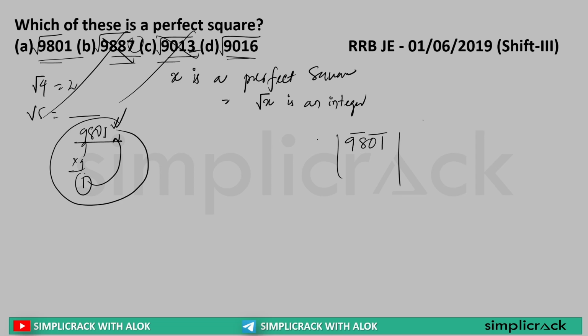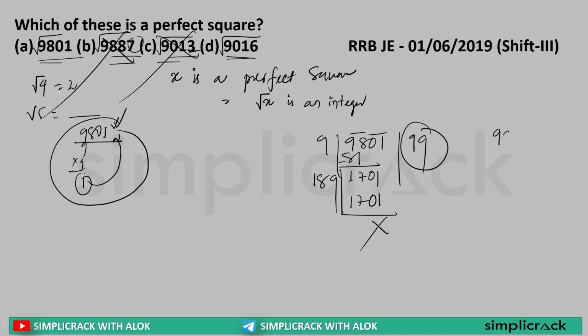Sir, 5 5 is 25, 6 6 36, 7 7 49, 8 8 64, 9 9 81. What is the difference? 98 minus 81 is equal to 17, bringing down 01, 1701. 9 9 18. What is the unit digit? 1. So here it should be 9. 9 9 is 81, 1 carry 8 over here. 9 8 is 72 plus 8 is 80, 0 carry 8. 9 1 is 9 plus 8 is 17. 1701 minus 1701, cross out. So what is the number? 99 square is equal to 9801.